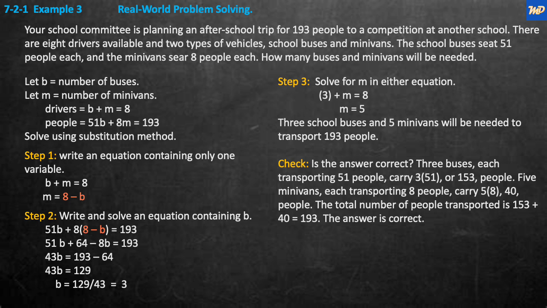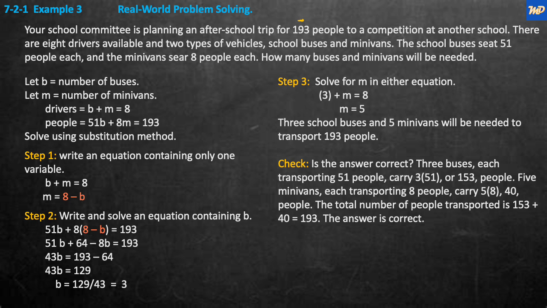So what do we know? We know that there's 8 drivers and we have vehicles, buses and minivans. So the sum of the buses and the minivans has to equal the number of drivers. You can't have more vans or buses than you have drivers, so you're limited by your number of drivers. And we know how much each vehicle can carry, and we know the total number of people is 193. So let's see what we can come up with.